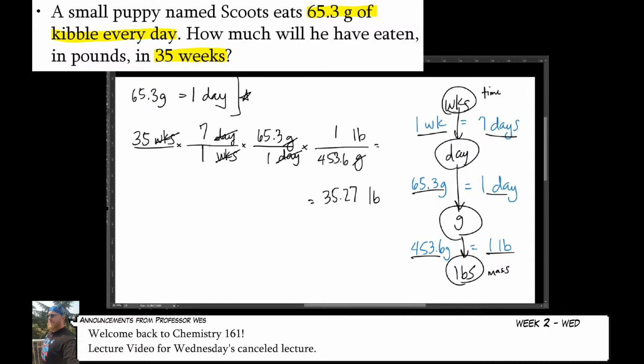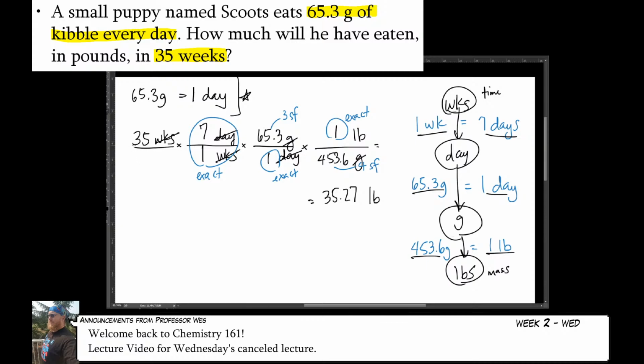How many sig figs should I have? Well, this is exact. You look at any calendar, there's always 7 days in a week. These ones are exact. This has 4 sig figs. This is 3 sig figs. Does Scoots eat exactly 65.3 grams per day? Probably not. Those kibble pieces are not uniform.